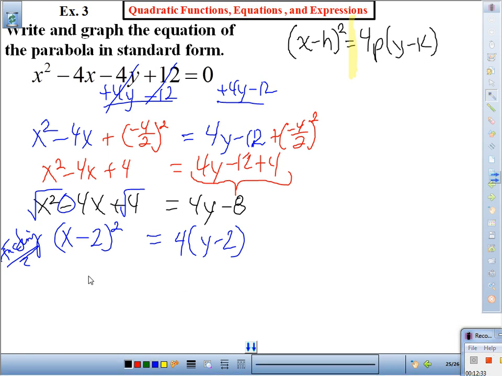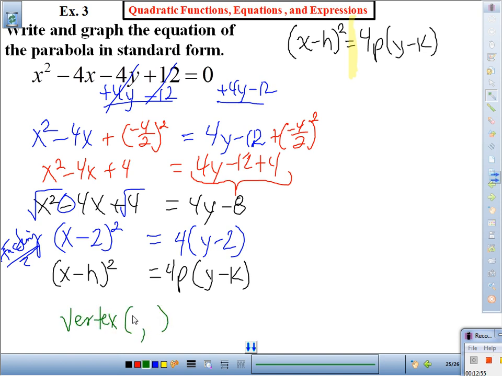Now, I'm going to write the standard form equation underneath to make sure it matches. (x minus h) squared equals 4p times (y minus k). Does it match? Yes. Mr. Q, why did you write it underneath? Because I want to make sure I can see clearly the vertex. What are the values for the vertex? H and k.